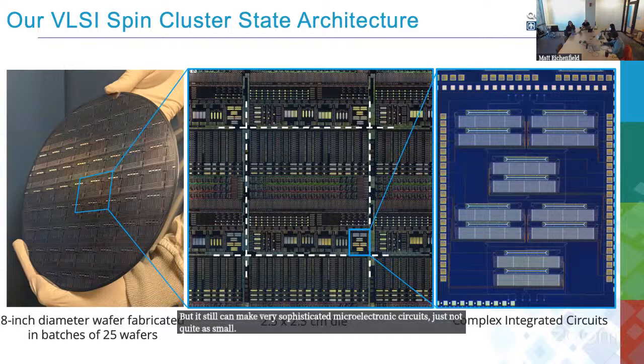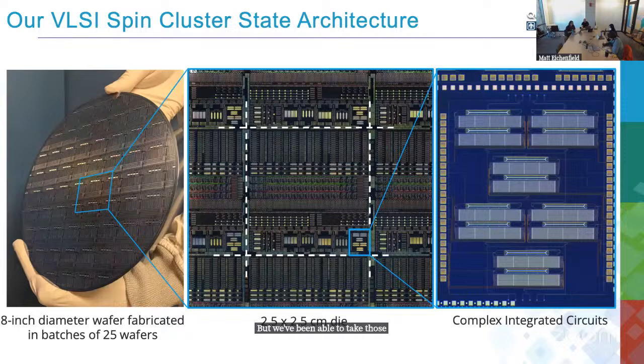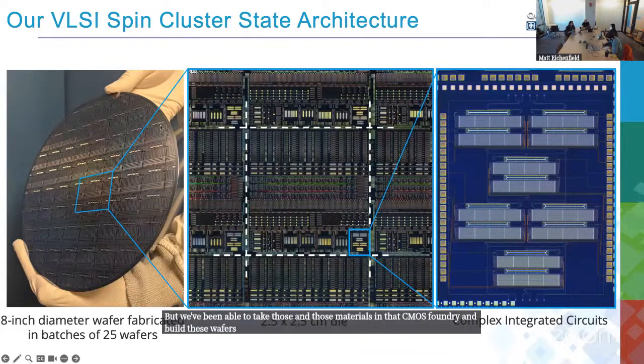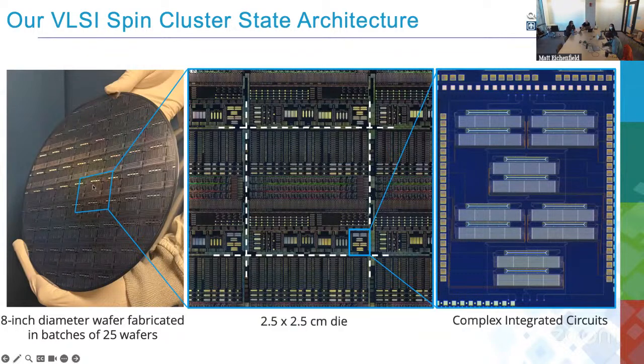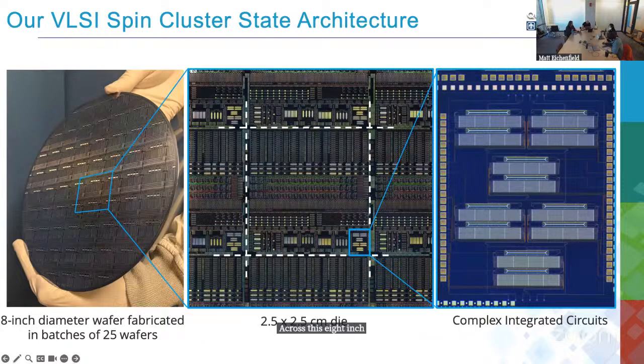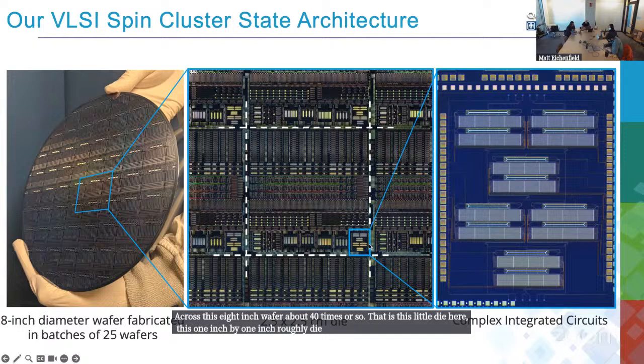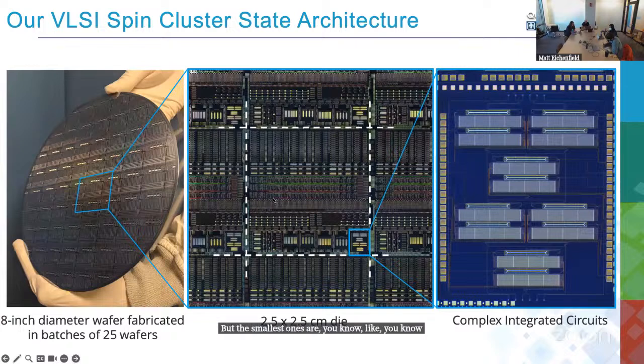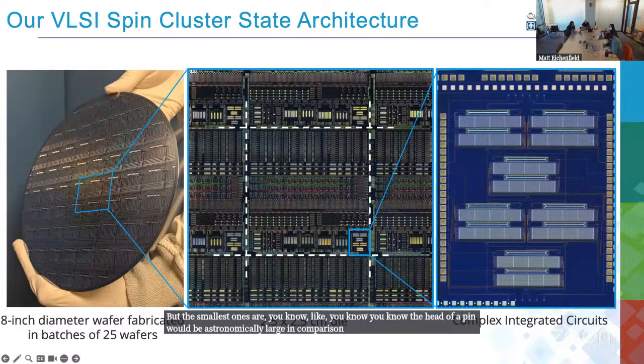But we've been able to take those tools and those materials in that CMOS foundry and build these wafers at scale. So this is an 8-inch wafer. Remember in the TSMC video, it showed the serial projection of the photomasks across the wafer being done one at a time. Well, you can see those actually here. There's a little pattern that's repeated across this 8-inch wafer about 40 times or so. That is this little die here, roughly 1-inch by 1-inch, and on that die there are these little individual photonic circuits. Some of them big, some of them small, but the head of a pin would be astronomically large in comparison to the smallest ones. So we can make our photonic devices.